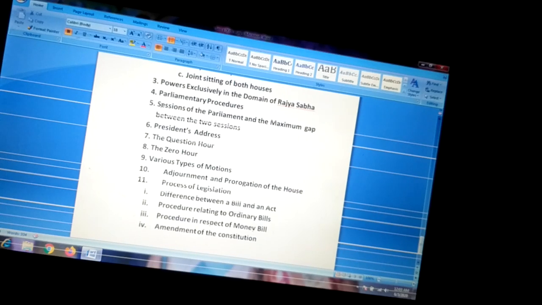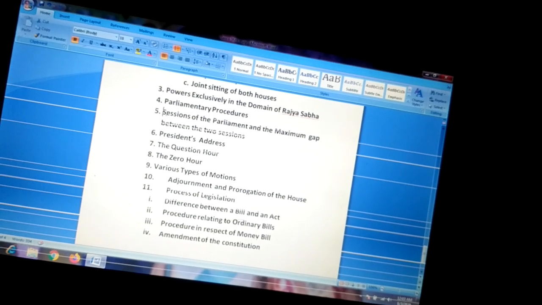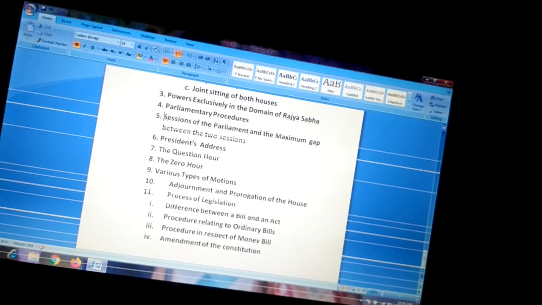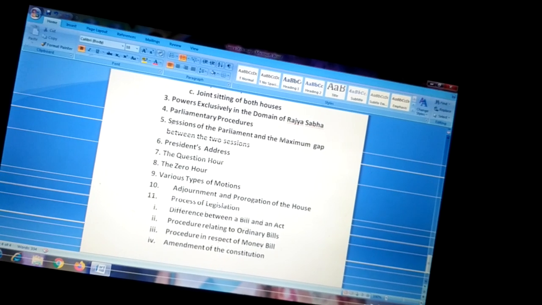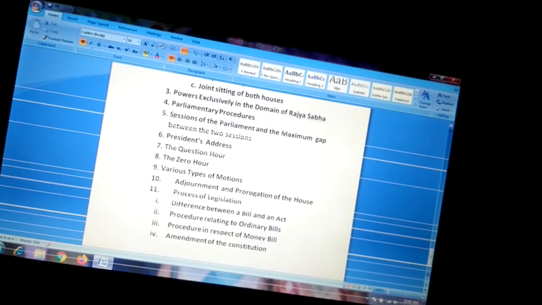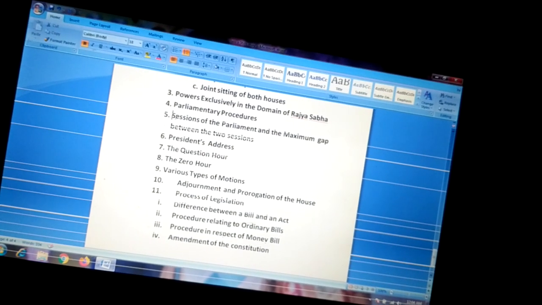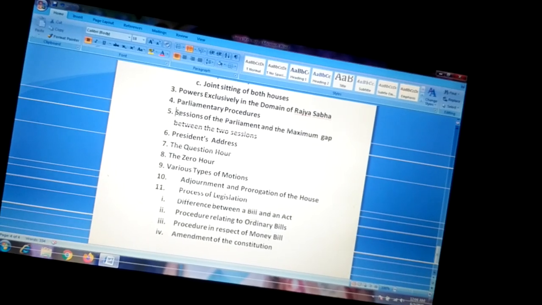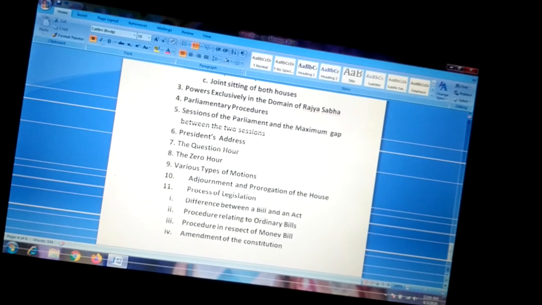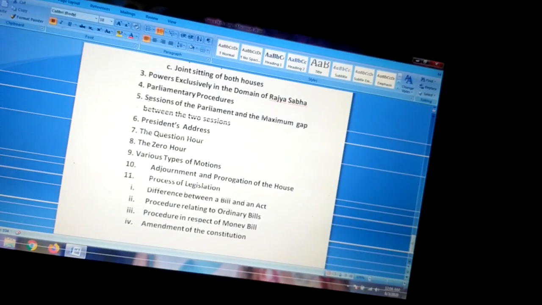Then president's assent to the constitution amendment bill. The president is bound to give assent to the constitution amendment bill. As a type question, you can get question from here. And does parliament have unlimited power to amend the constitution? This is also important question.